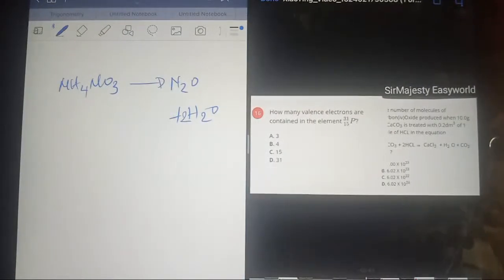So 16 says how many valence electrons are contained in this element. You know, valence electrons depend on the number of electrons present, and this is a neutral element, which is 15, which means 2, 8, 5. So the answer: it remains 3 now to reach 8. So you take it, A is the correct answer, please. When you say valence electron, you can take it as the outermost shell electron, or the number of electrons required before the shell becomes octet stable.